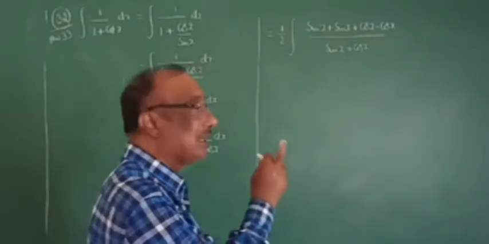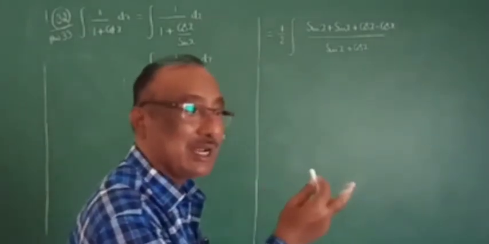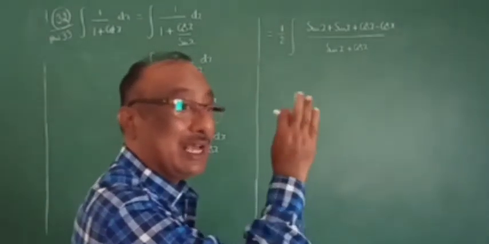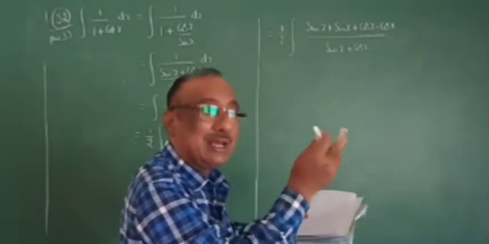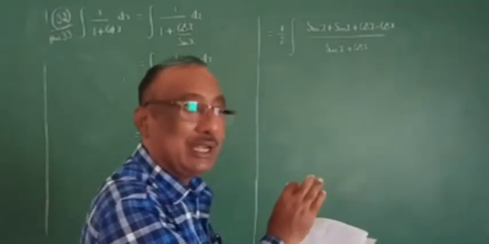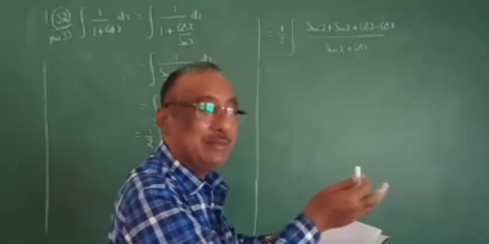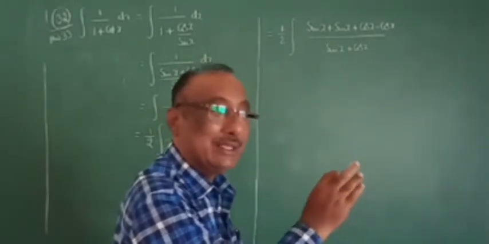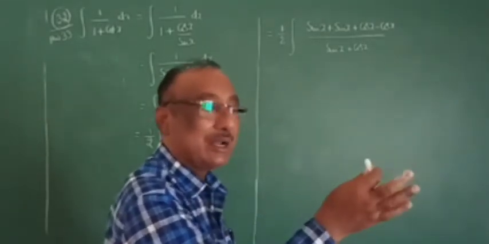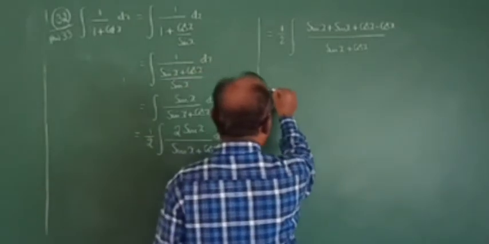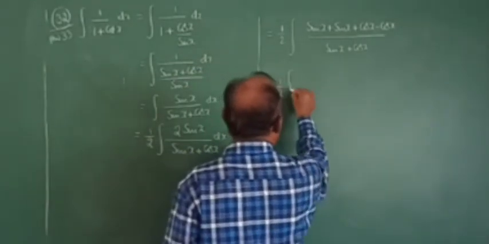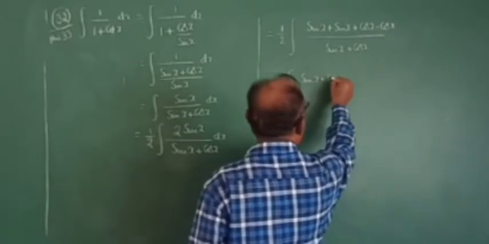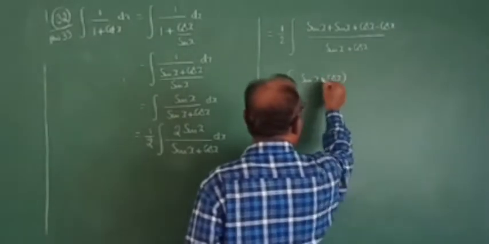So the denominator has one sin term and one cos term. That's why I will make the numerator also into groups, one sin term and one cos term. So I am going to make 1 by 2 integral of the first group, sin x, one sin term and one cos x term.